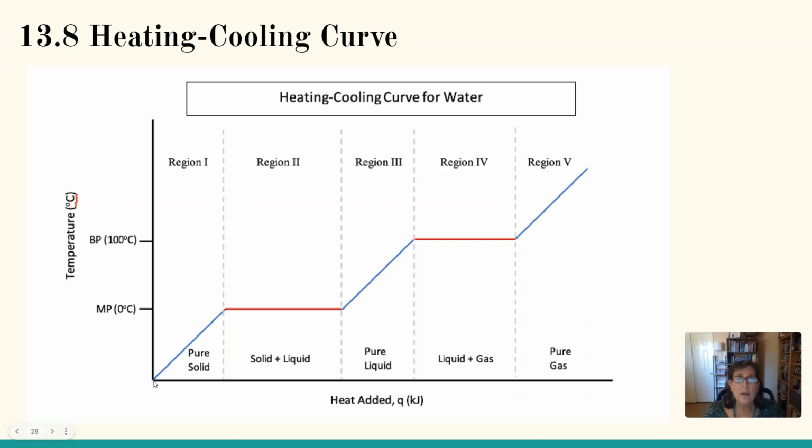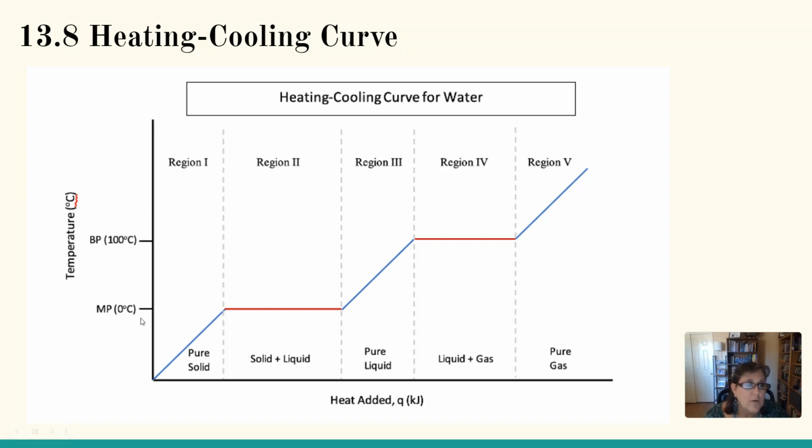And now what we're going to do is start to add heat as we go across the x-axis. Well, as we add heat, the temperature will go up. So the blue line starts to go up. As we add heat, we increase the temperature until eventually, what will happen to a solid as you heat it up? It will start to melt, right? So eventually we'll reach the melting point.